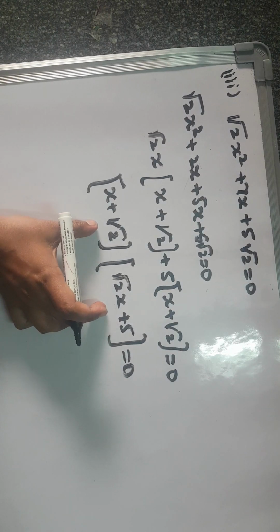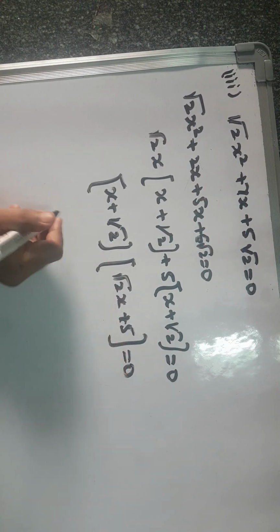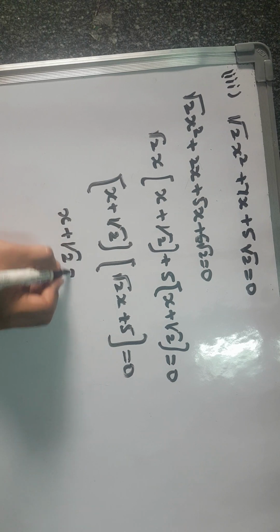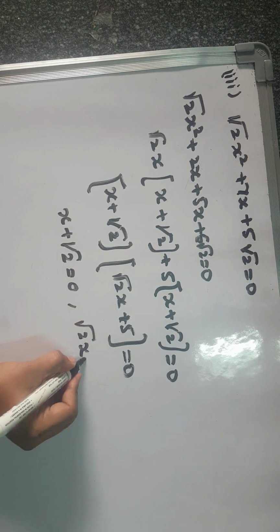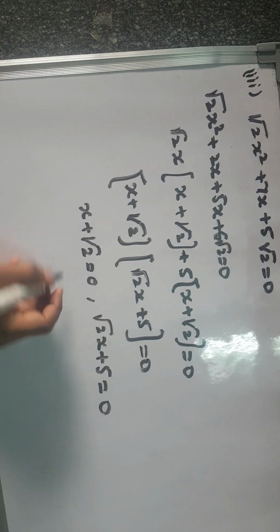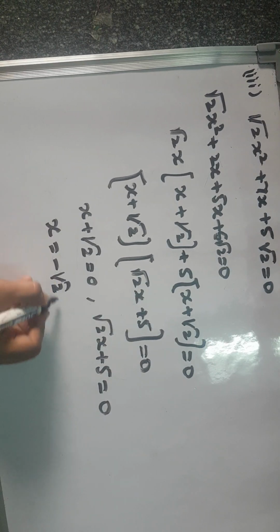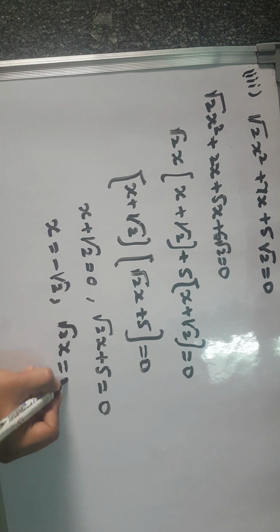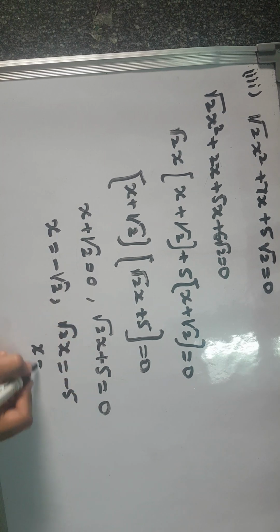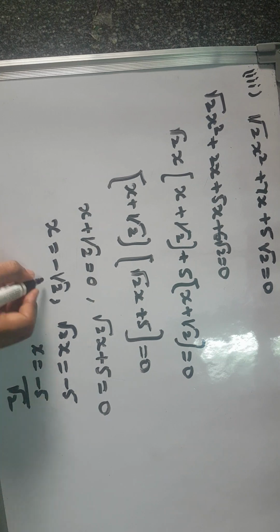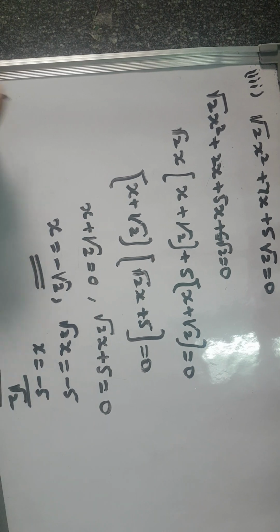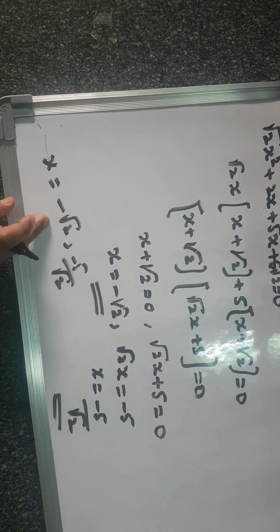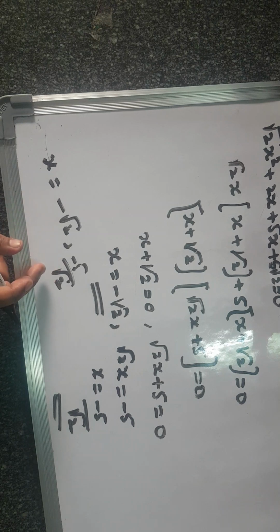Now this becomes a linear equation. I am equating separately to 0, x plus root 2 equals 0 and root 2x plus 5 equals 0. So what is the value of x? It becomes minus root 2, and root 2x equals minus 5, so x becomes minus 5 by root 2. So these 2 are the roots of the given equation that satisfy the condition: x equals minus root 2 and minus 5 by root 2. These are the roots of the given equation.